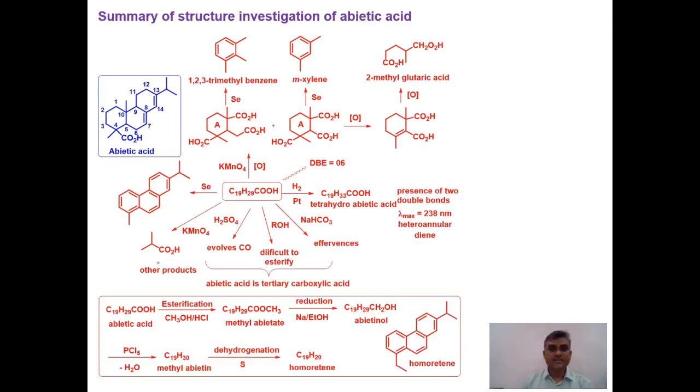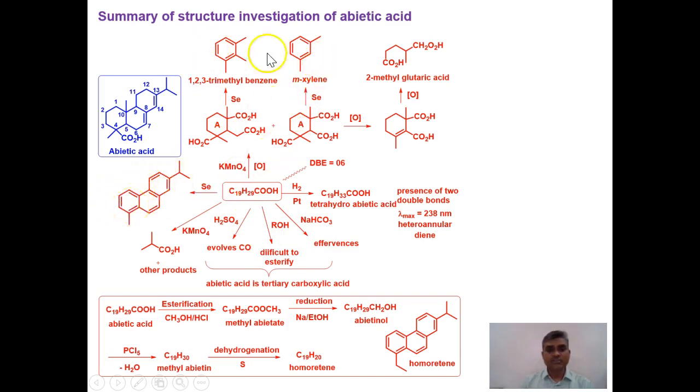Now let us make a summary of this investigation, how far we have progressed to the structure of abietic acid. First of all, we calculated the double bond equivalence from the molecular formula. Then we did the hydrogenation to prove the presence of two double bonds. Presence of tertiary carboxylic acid was proved on the basis of these three experiments. Then phenanthrene skeleton was proved on the basis of retene formation.